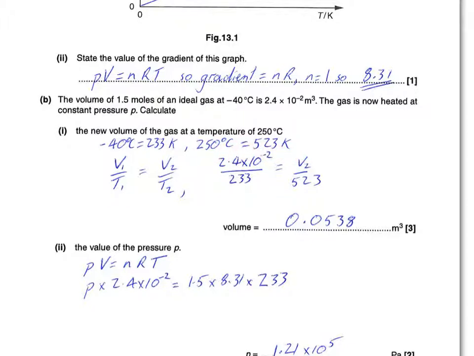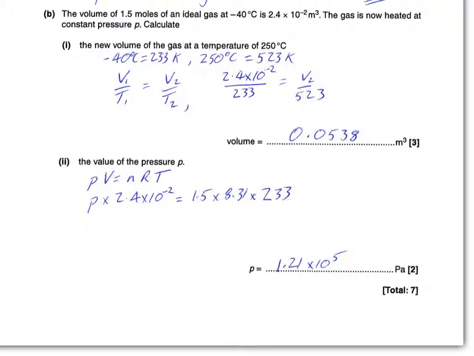Log my numbers in, rearrange it, and I get a new volume of 0.0538. Getting these temperatures right is an M mark. In other words, if you don't get these temperatures right, you're having none of the 3 marks on this occasion. So, as ever with these gas situations, we've got to be thinking in terms of absolute temperature.